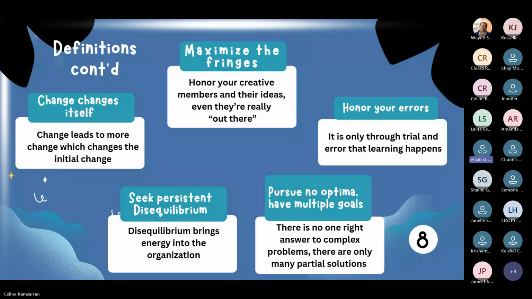And the last one is changes itself. This is basically self-explanatory, whereby change leads to more change, which changes the initial thing. So as we progress forward, the issues that probably were issues beforehand would indeed become different things. So not all things stay the same forever. Next slide.